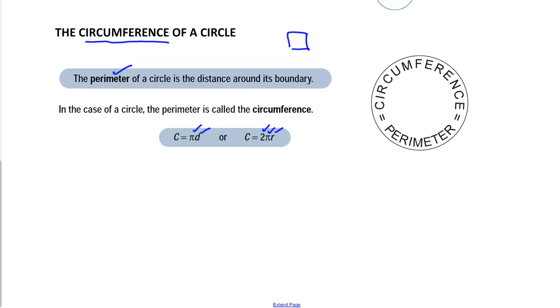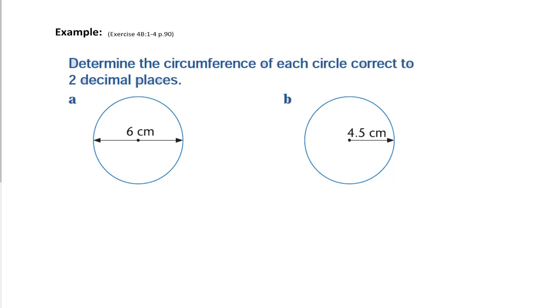Let's have a look at a couple of questions here that will help you to understand how this works. In this particular situation, we've got the circumference needing to be calculated, and we have a diameter, and it's got to be done to 2 decimal places. So the first thing we need to always do is to write down the formula. In this case, we're given the diameter. So we're going to use the formula C is equal to pi times the diameter. Now, pi is out of your calculator, so we don't need to write down a number for that. And in this case, the diameter is 6 centimeters.